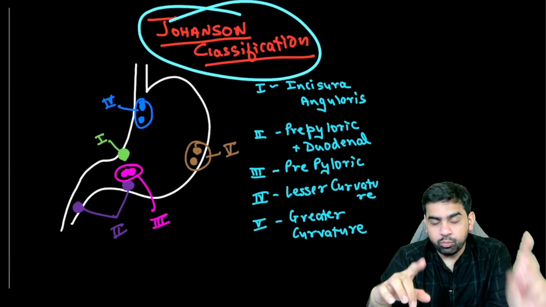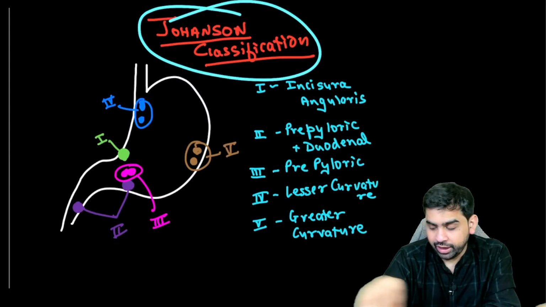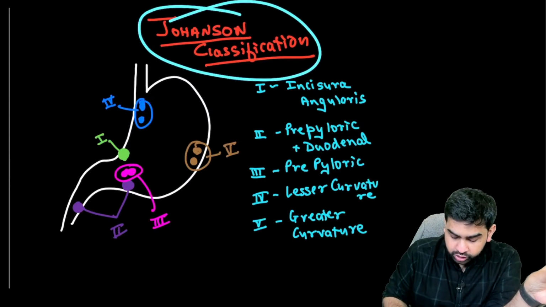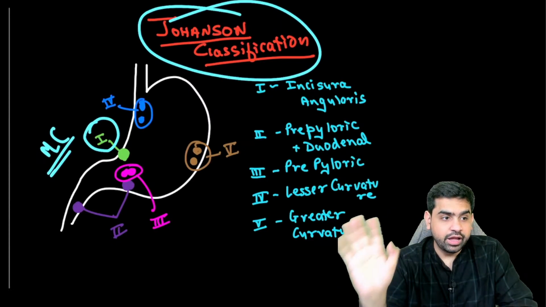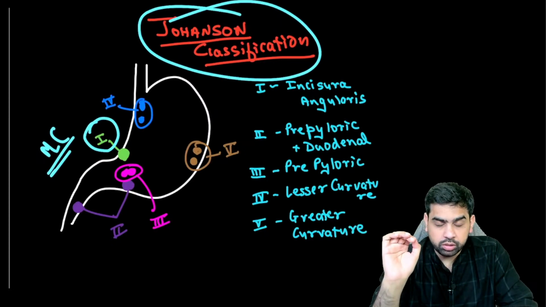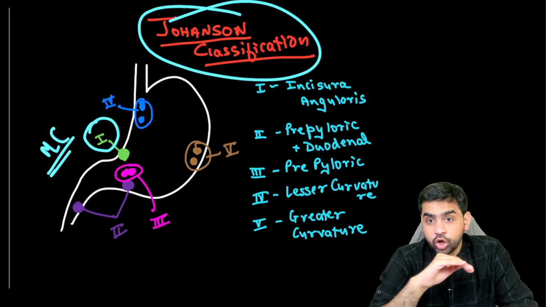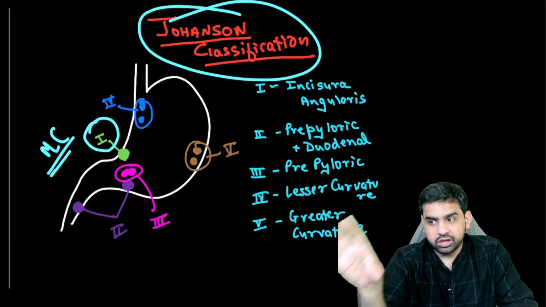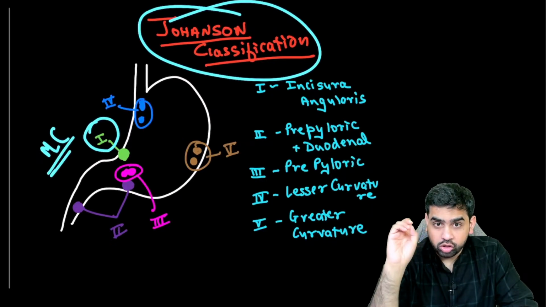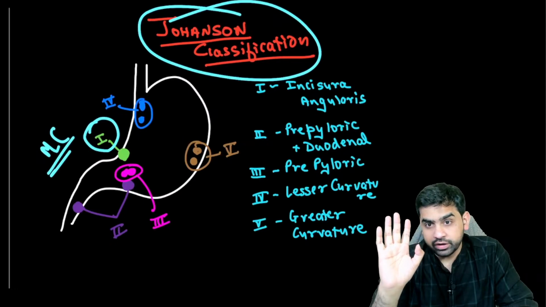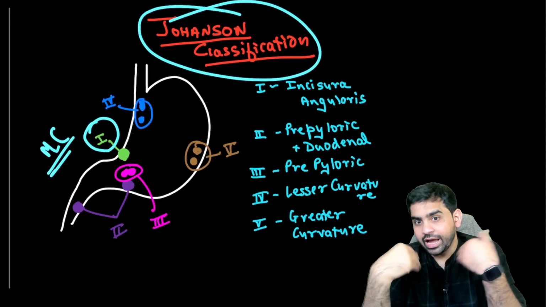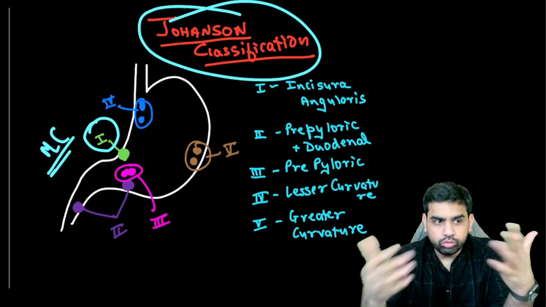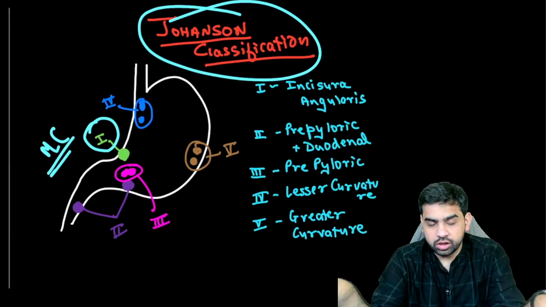What is type 1? Type 1 is basically located at the incisura angularis, which is the most common type. I hope you have understood this particular point, right? Now this is not associated with acid secretion. So increased acid secretion is not the cause for your type 1 kind of gastric ulcer. Then we have type 2. Type 2 is basically what? It has a pre-pyloric as well as a pyloric ulcer. So it has 2 ulcers, one in the pre-pyloric region and one in the pyloric region.